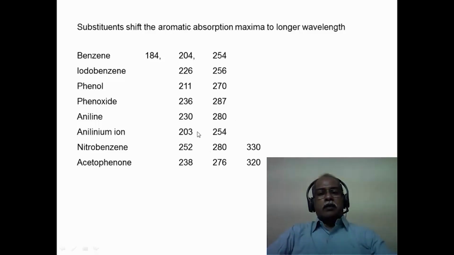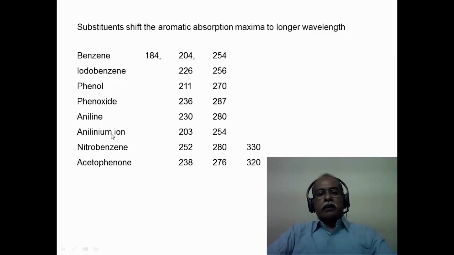It is interesting to see that aniline essentially shifts the benzene absorption by the oxochromic effect of the amino functional group from 204 nanometer to 230 nanometer, essentially because of the participation of the lone pair of electrons on the nitrogen with the aromatic ring. However, if the lone pair is protonated, the spectrum essentially appears like a benzene spectrum. This is 204 and 254, whereas the anilinium ion is essentially like a benzene structure, 203 and 254. In other words, the oxochrome effect is diminished once the nitrogen lone pair gets protonated, in going from aniline to anilinium ion.